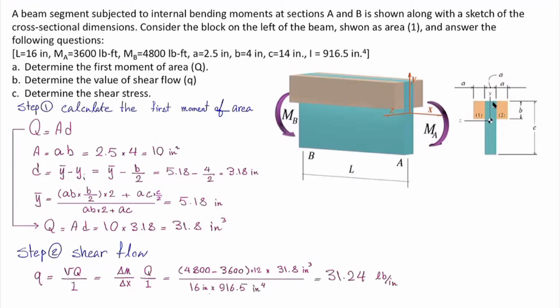This is giving us how much is the shear flow in the beam, which in this problem is 31.24 pounds per inch. What does it mean? It means that in one unit length of the beam, a force of 31.24 pounds should be transferred from that tan block to the rest of the section.